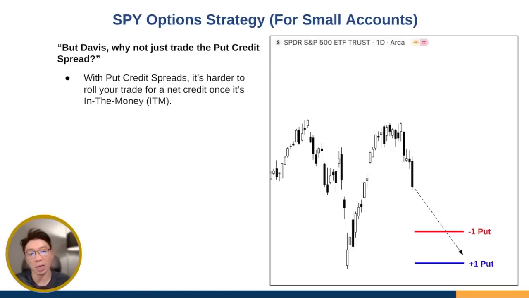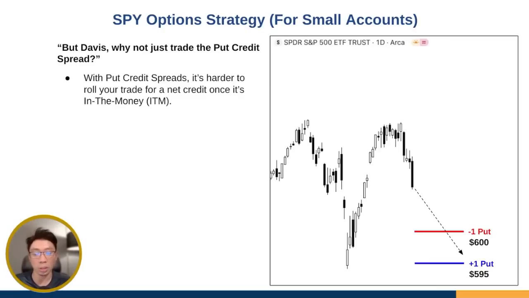Right? So as you can see, if the market actually blows past your short put and it goes closer to where your long put is, it's going to be hard for you to actually roll for a credit, right? So I'm going to show you an example of what I mean down here. So let's just say that your short put is at the $600 strike price, and your long put is at $595. So how do you roll this?